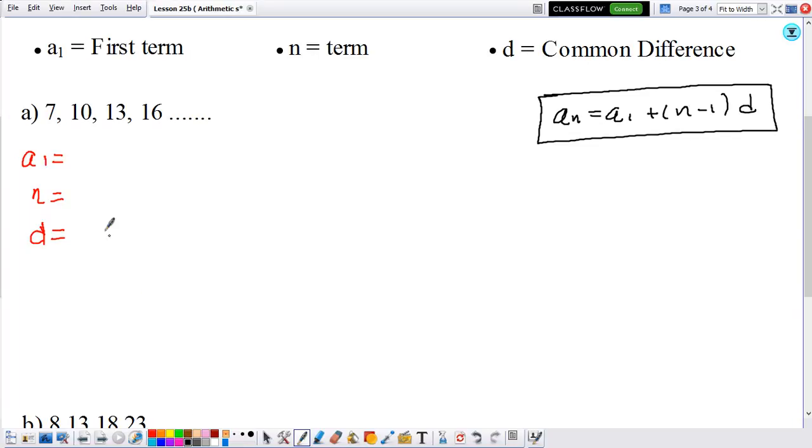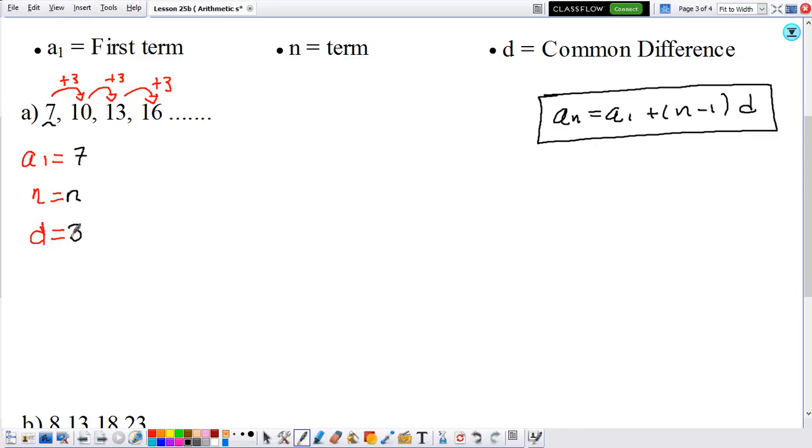The first term, which we call a1, is pretty straightforward. It's the first term in the sequence, which is just 7. Right now we're just looking for the general formula, so we're going to say that n is equal to n. D is the common difference, or the pattern. Let's look at our sequence here. What are we doing to get to the next number? It seems that from 7 you need to add 3 to get to 10. Are you always adding 3? It seems like it. So the difference, or d, is just 3.